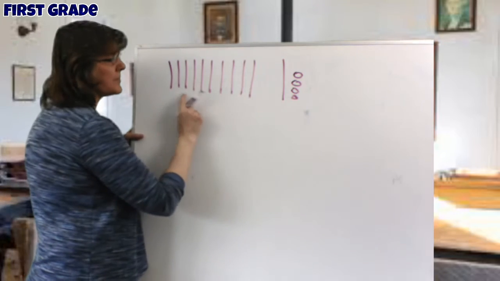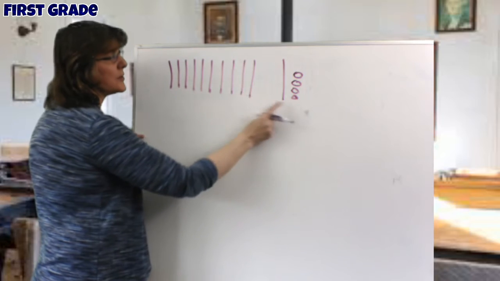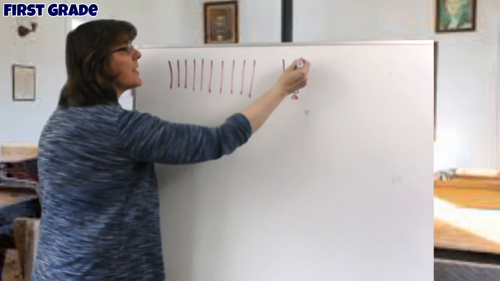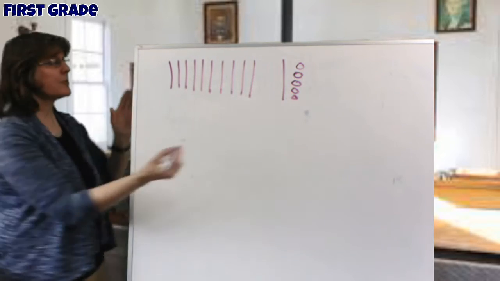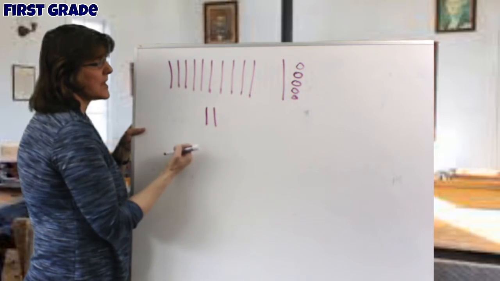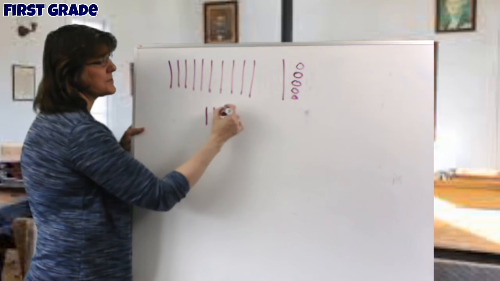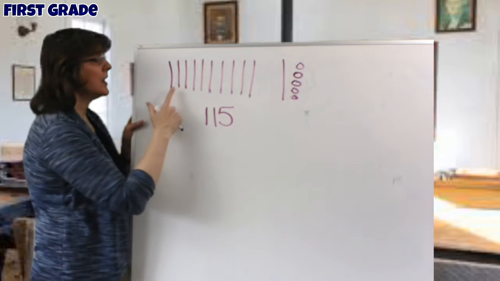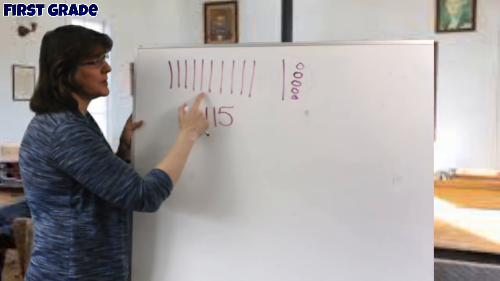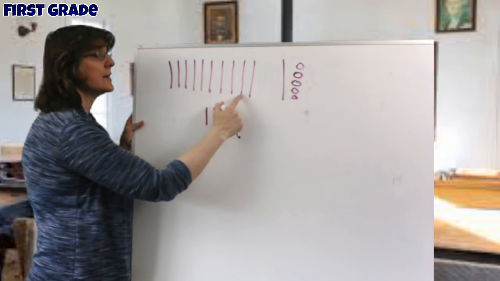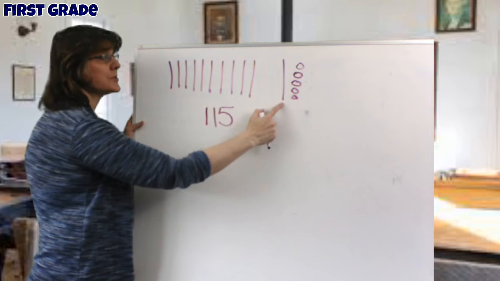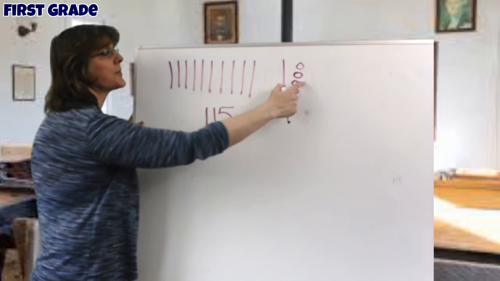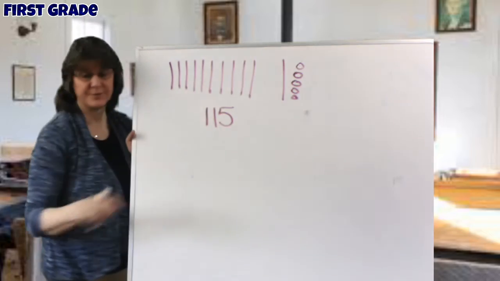Now we still have the 10 bundles of 10 here, the 11th one here, and 5 in the ones. So now I know I have 11 bundles of 10 and 5 ones. My number is 115. 10, 20, 30, 40, 50, 60, 70, 80, 90, 100, 110, 111, 112, 113, 114, 115.